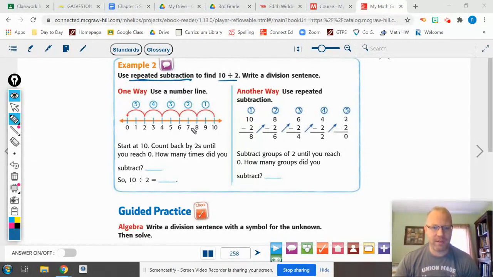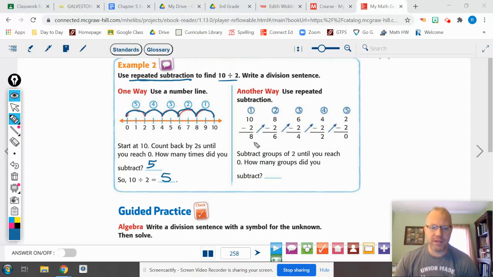One way, use the number line. We could start with 10, and we can count backwards by 2. 1, 2, 1, 2, 1, 2, 1, 2, 1, 2, until we get to 0. Then you have 1, 2, 3, 4, 5 jumps. So we knew that we had subtracted 2 five times. 10 divided by 2 equals 5.